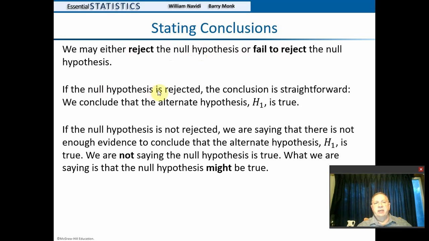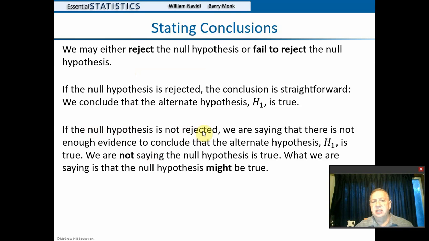If the null hypothesis is rejected, the conclusion is straightforward. We conclude that the alternate hypothesis, H1, is true. We reject one, the other one we assume is true, in this case H1. But then we have to look: was H1 the statement that we were trying to look at to start with, or was it the H0?